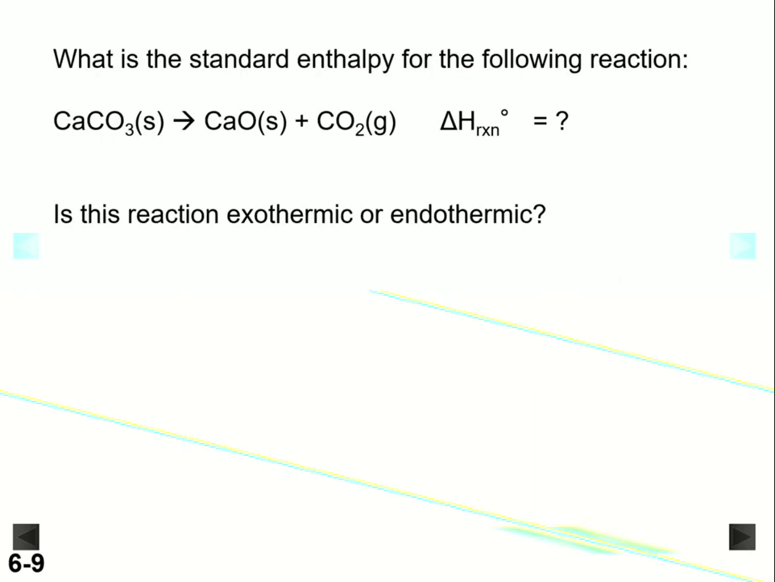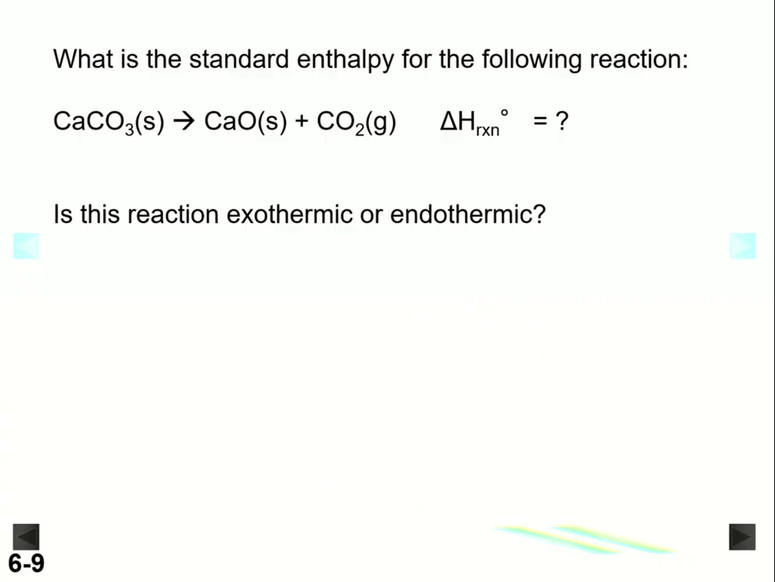Let's take a simple problem. What is the standard enthalpy for the following reaction? Calcium carbonate solid goes to calcium oxide solid plus carbon dioxide gas. Standard enthalpy for the reaction of this is what we will calculate. Then we'll ask ourselves the question, is this reaction exothermic or endothermic?